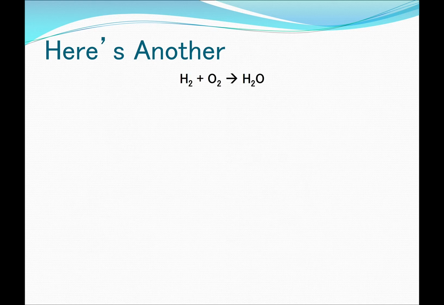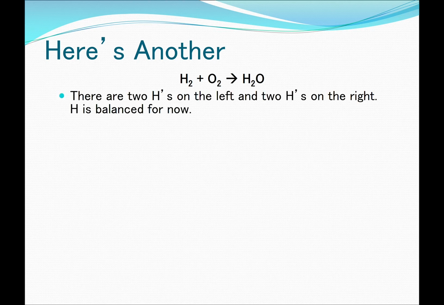So in checking this, H2 plus O2 yields H2O. Now that I'm looking at this, phases are not included on this reaction. But we'll move on. There are 2 H's on the left. There are 2 on the left of oxygen. And on the right side of the reaction, there's 2 hydrogens and 1 oxygen.